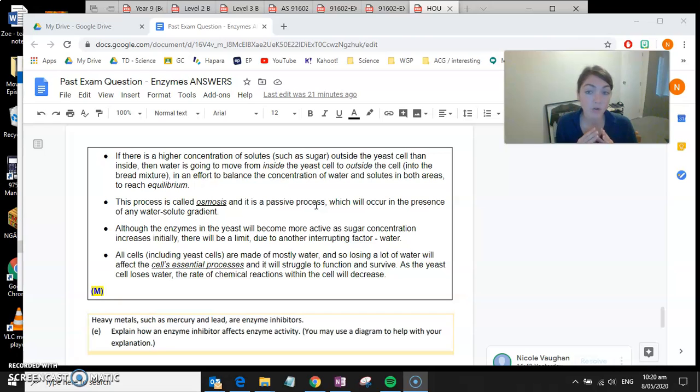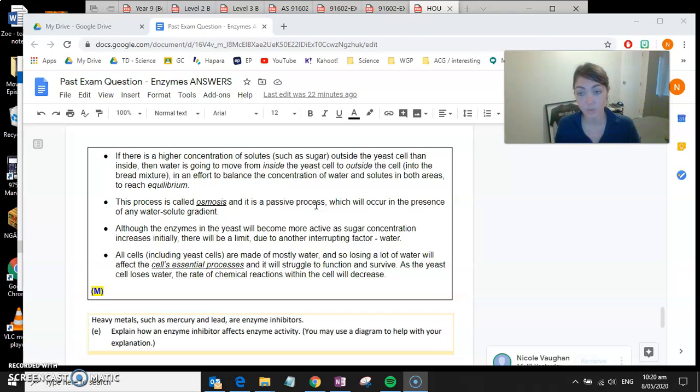And so losing a lot of water will affect the cell's essential processes, because in the cytoplasm, that's where everything takes place. Well, most things. We know we have other organelles for lots of processes as well. But as the cytoplasm in the cell starts to shrivel as it's losing water because you've increased the sugar outside the cell, the cell's going to struggle to function and survive.